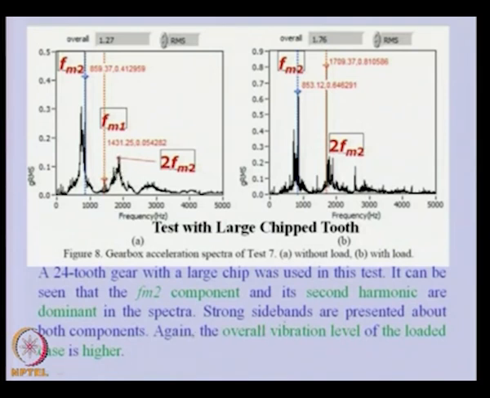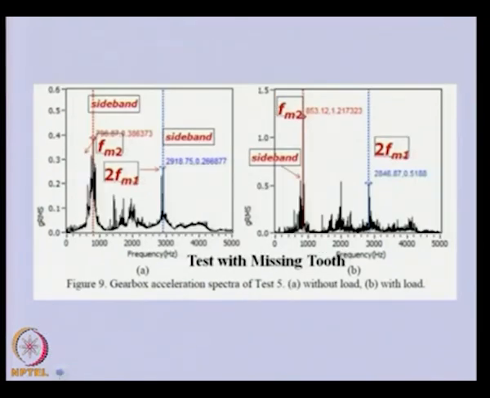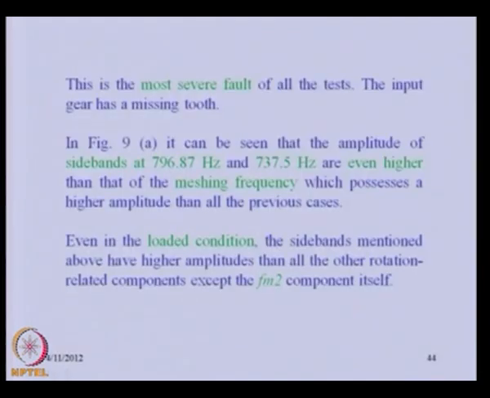Again, the overall vibration level of the loaded case is higher, even the vibration signal level, if we see, will be higher as compared to the previous one. So, this is with the missing tooth, the most severe fault in which the tooth itself is removed completely. This is the most severe fault of all tests. The input gear has a missing tooth.